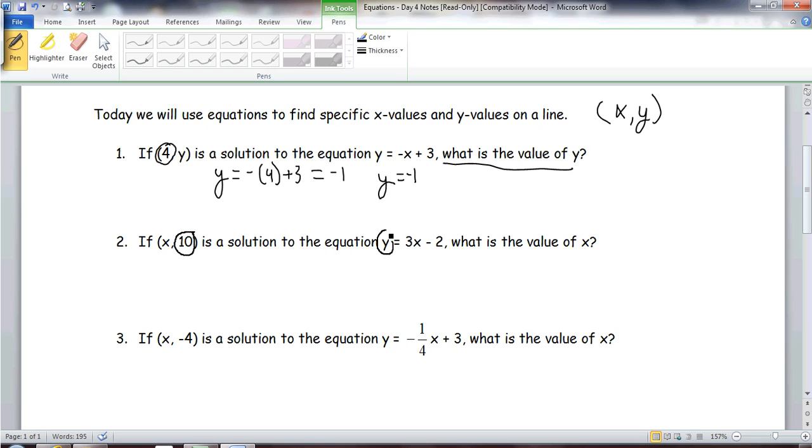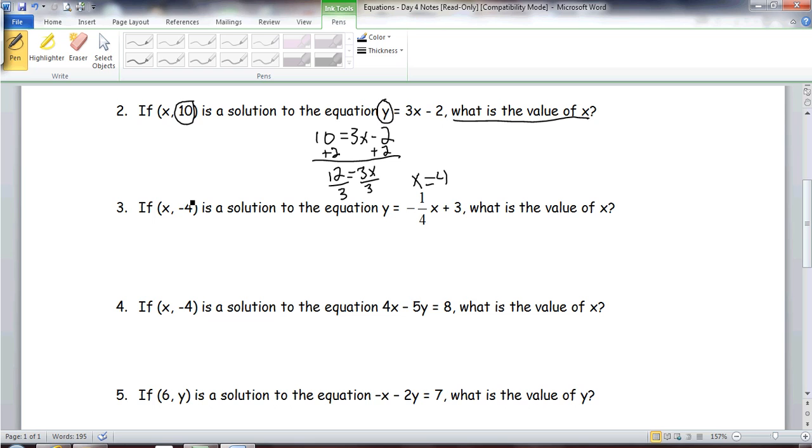So I'm going to replace my y with the 10. So I have 10 equals 3x minus 2. So we add 2 in. I end up with 3x equals 12. Divide by the coefficient. I end up with x equals 4. That answers my question. What is the value of x?